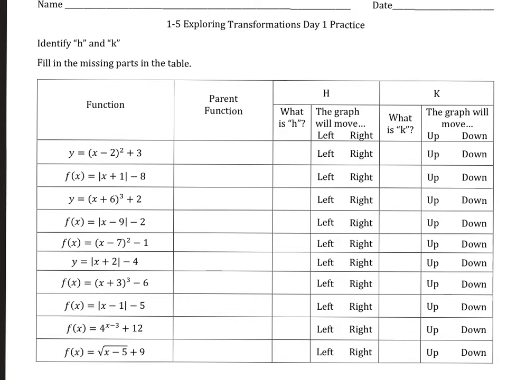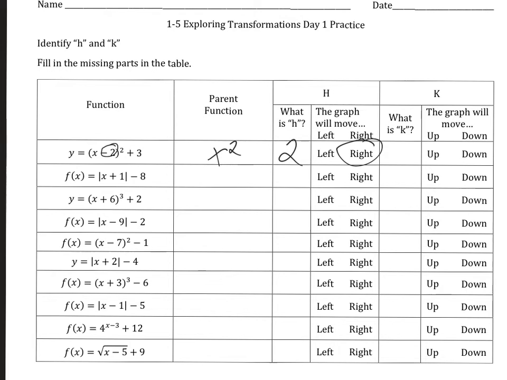The very first thing that I want to know for this first one is, what is the parent function? We should have gotten x squared. What is h? We should have gotten 2. Is the graph going to go to the left or to the right? We should have gotten to the right. The reason for that is if h is positive, you go to the right. If it's negative, you go to the left. H is always the negative of whatever, or the opposite of whatever you get inside.